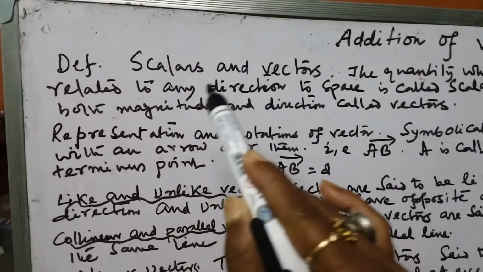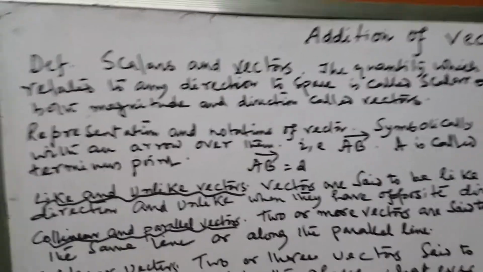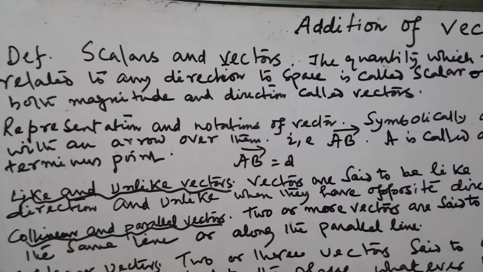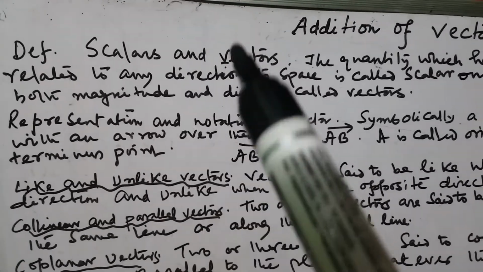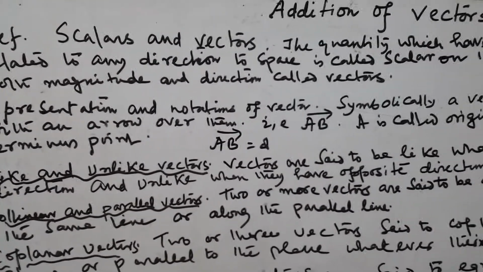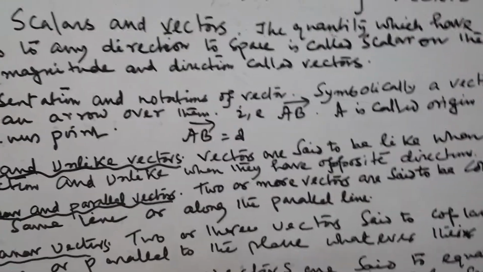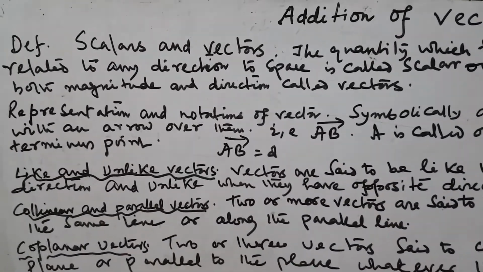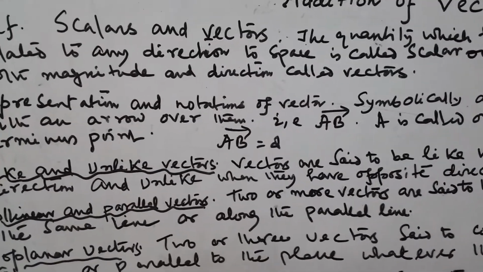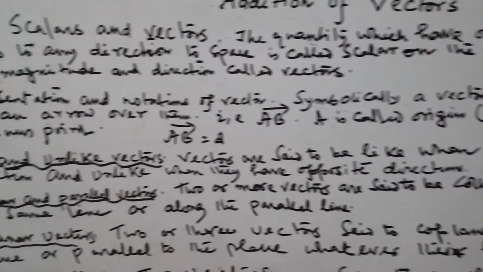what are scalars and vectors. What are scalars? The quantity which has only magnitude but not any direction in space is called a scalar, and having direction also is called a vector.